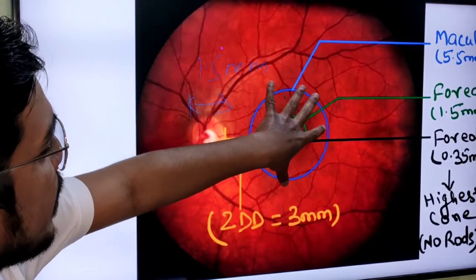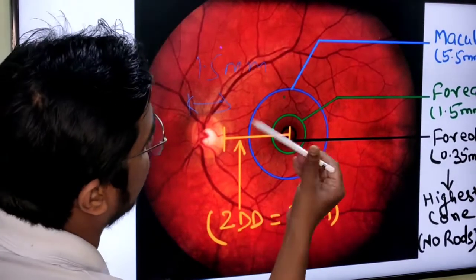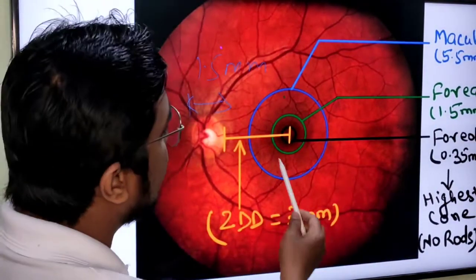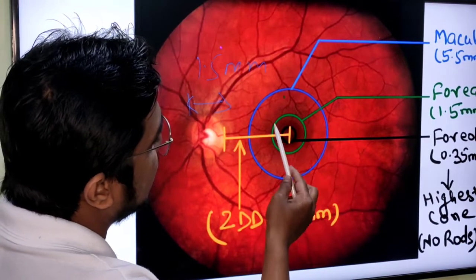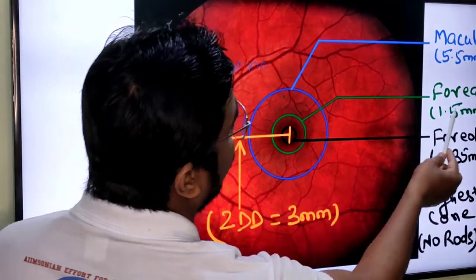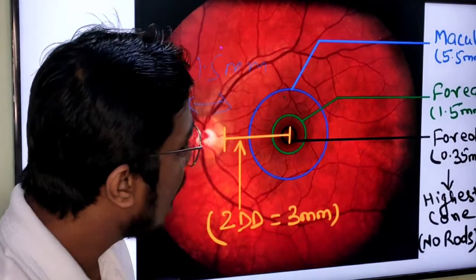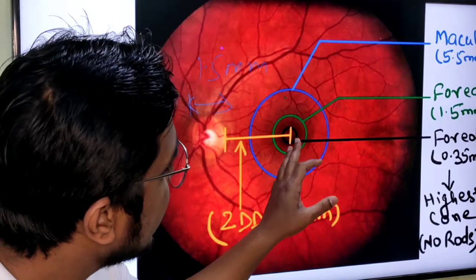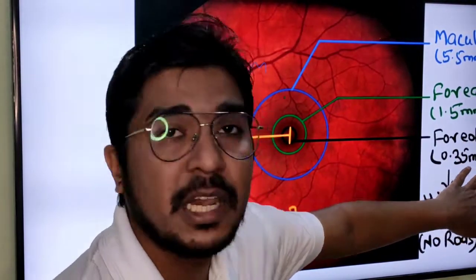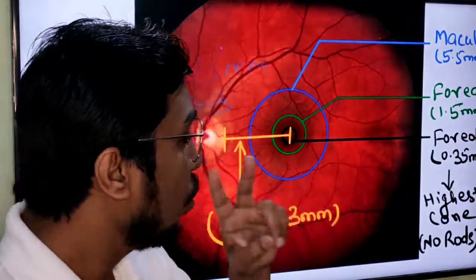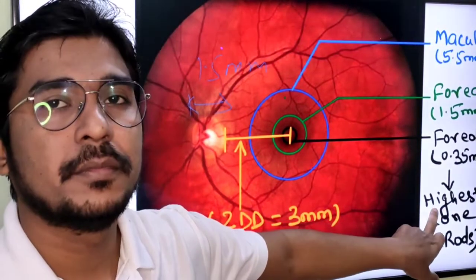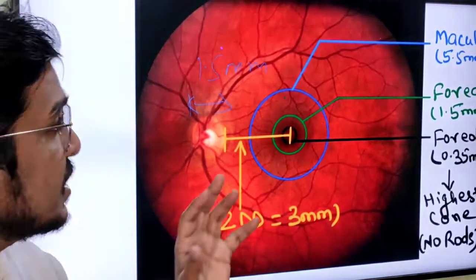Now coming to this macular region, can you see this blue region? Blue region is 5.5 mm, right? No confusion. This is the central part. In the center of the macula is the fovea. Fovea is 1.5 mm. Now in the center of this fovea, there is the foveola, which is only 0.35 millimeter, that is 350 micrometer. What is important? No rods, I have already told you, and highest cones. Okay, so this is about the normal fundus.